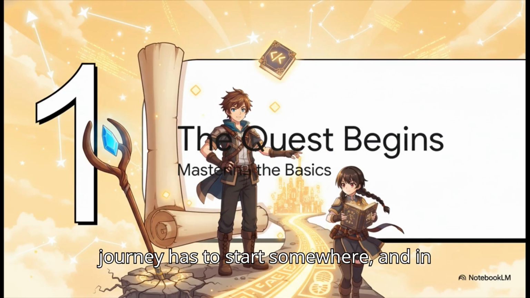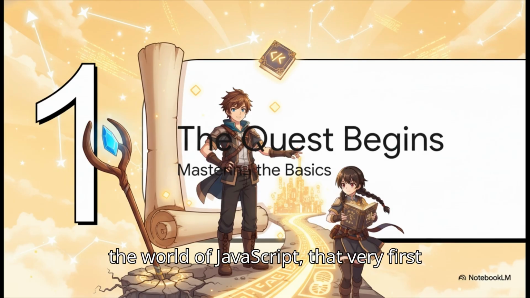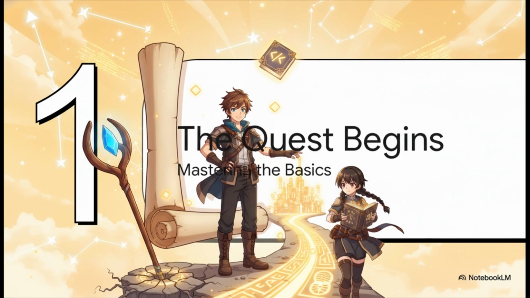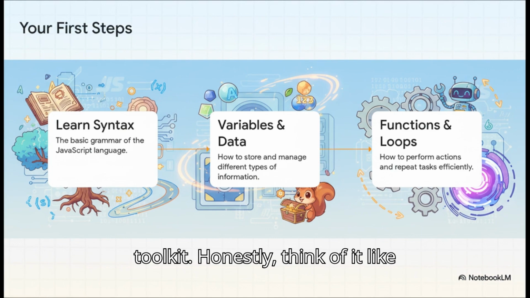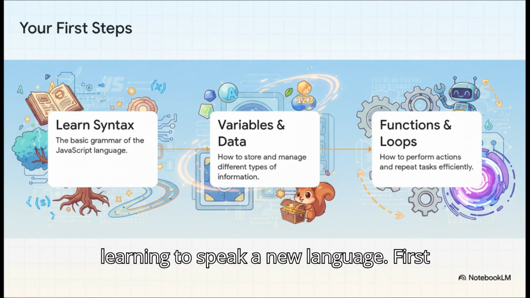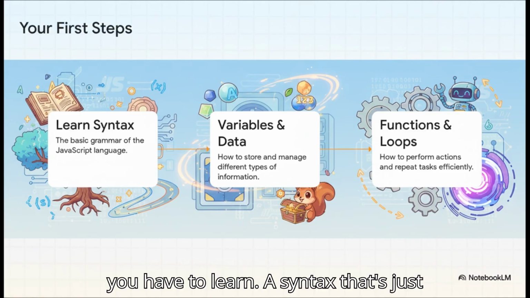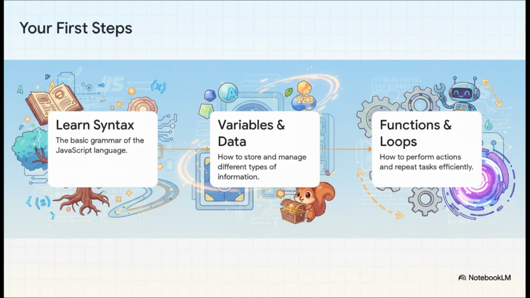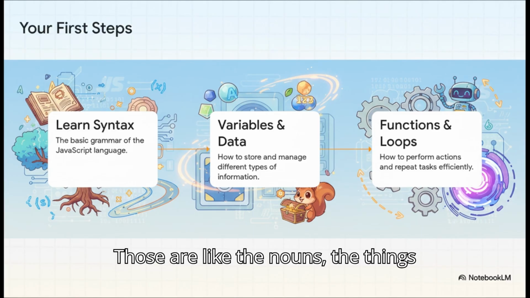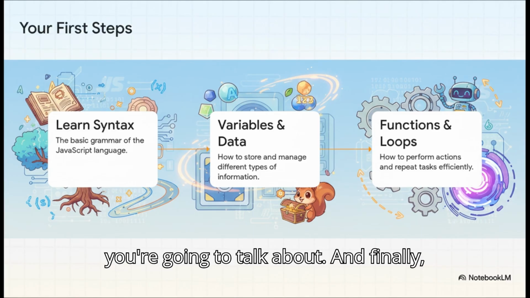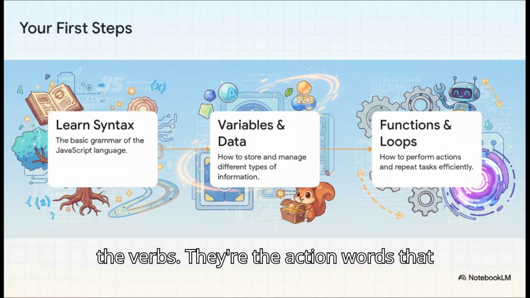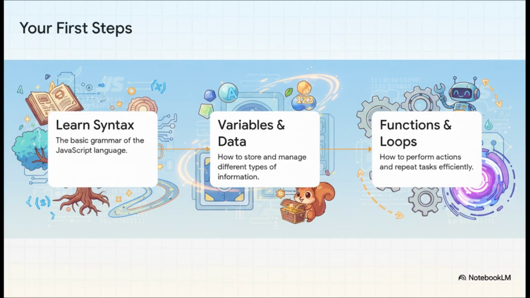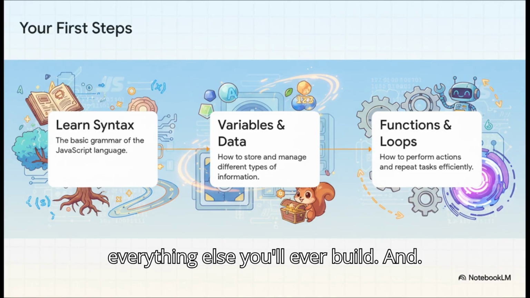Every great journey has to start somewhere, and in the world of JavaScript, that very first step is all about building a rock-solid foundation. This is where you learn the basic language of the land, the fundamentals. So this is your starting toolkit. Honestly, think of it like learning to speak a new language. First, you have to learn the syntax. That's just the grammar, the basic rules. Then you learn about variables and data types. Those are like the nouns, the things you're going to talk about. And finally, you master functions and loops, which are the verbs. They're the action words that actually make your code do something. These three things are the bedrock for everything else you'll ever build.